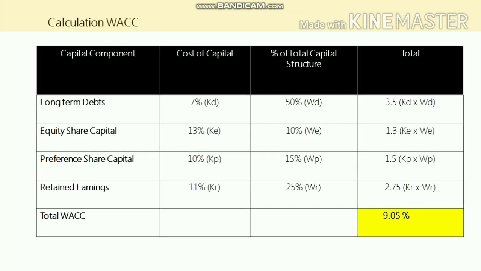We can understand those steps with the help of this table. In this table, we can see that long-term debt has a 7% cost of capital and its weight in the total capital structure is 50%. So its contribution to the WACC is 3.5. And similarly for equity share capital, 1.3 is the contribution, and for preference share is 1.5. So total weighted average cost of capital here is 9.05.